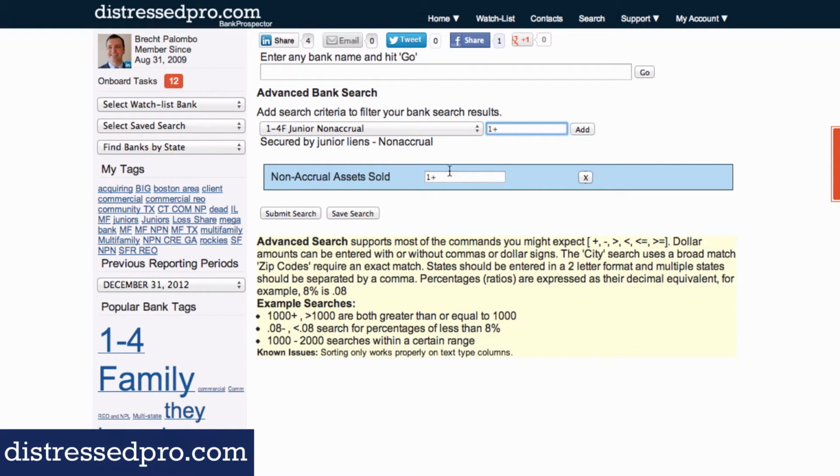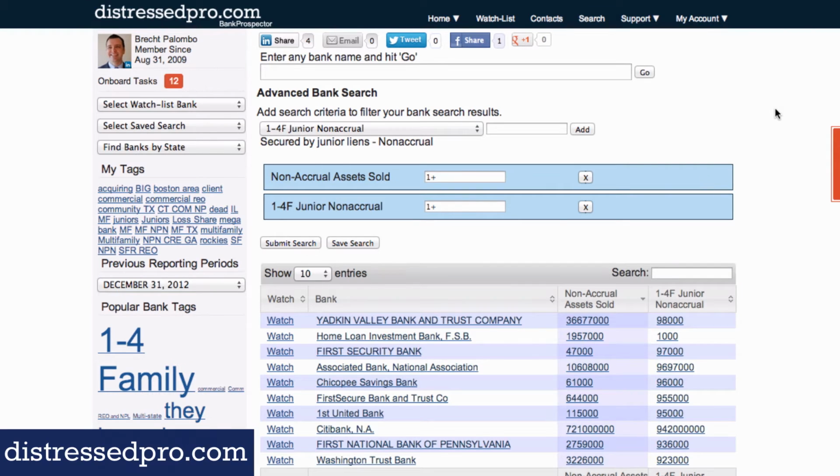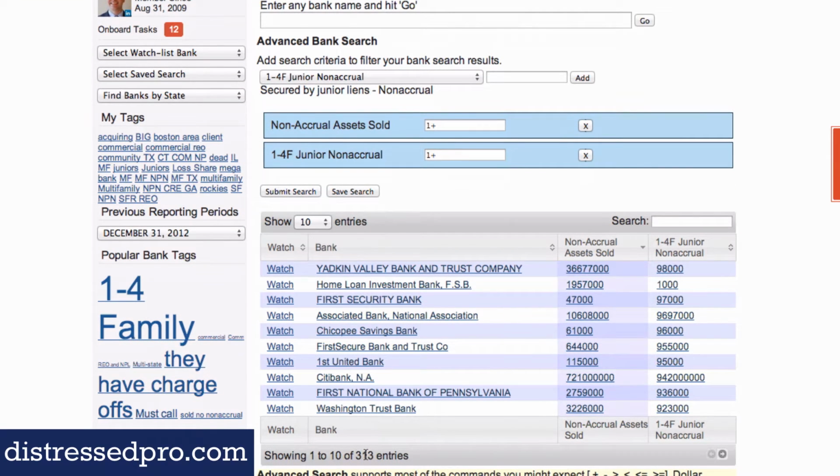So these ones that I'm putting in here are $1. If you read down here, it's got the 1+. That means $1 or more in non-accrual assets sold and $1 or more in 1 to 4 family junior in non-accrual. Click Add. I'm going to click Submit Search. Okay, so I've got 313 banks.